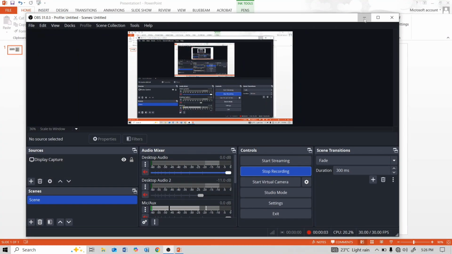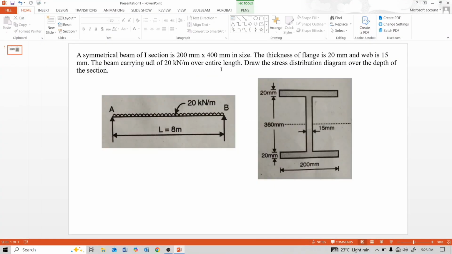Today, in this video lecture, we will see a numerical on shearing stress. A symmetrical beam of I section is 200 mm by 400 mm in size. The thickness of flange is 20 mm and web thickness is 15 mm. The beam carries a uniformly distributed load of 20 kN per meter over the entire length. Draw the shear stress distribution diagram over the depth of the section.